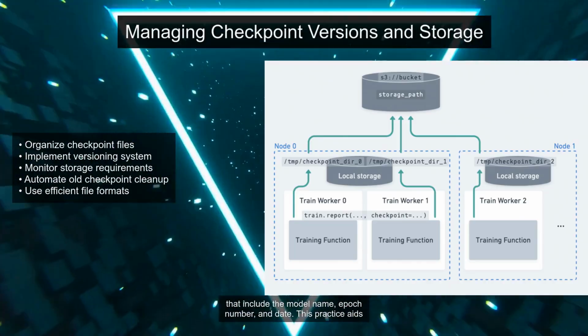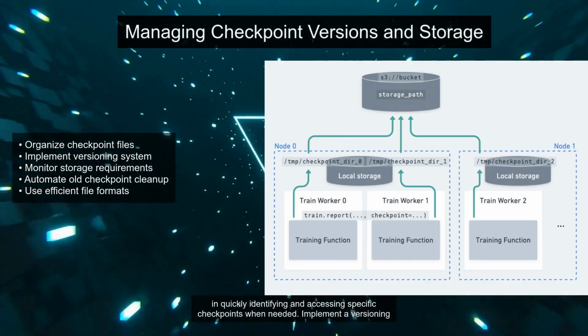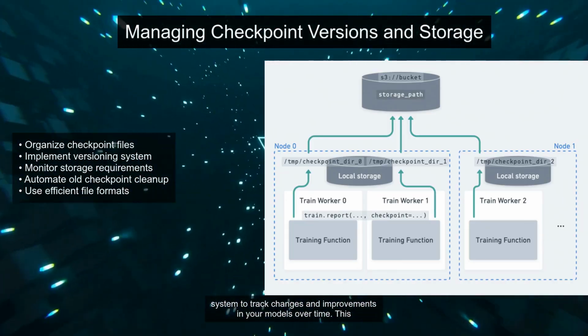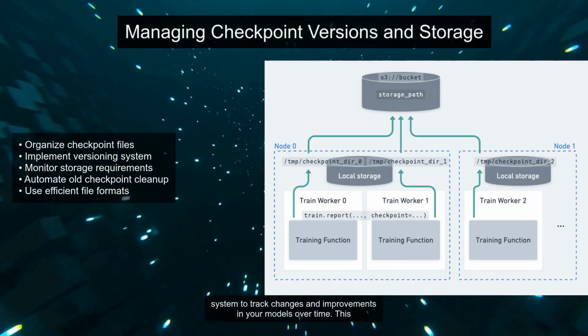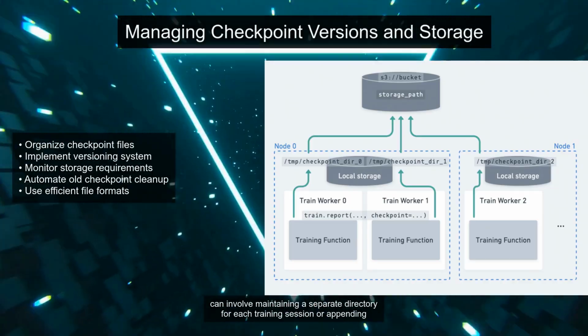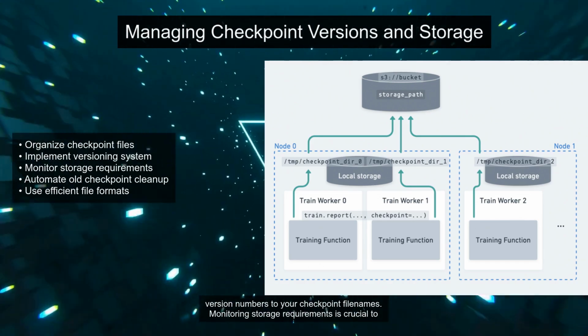Use descriptive file names that include the model name, epoch number, and date. This practice aids in quickly identifying and accessing specific checkpoints when needed. Implement a versioning system to track changes and improvements in your models over time. This can involve maintaining a separate directory for each training session or appending version numbers to your checkpoint file names.